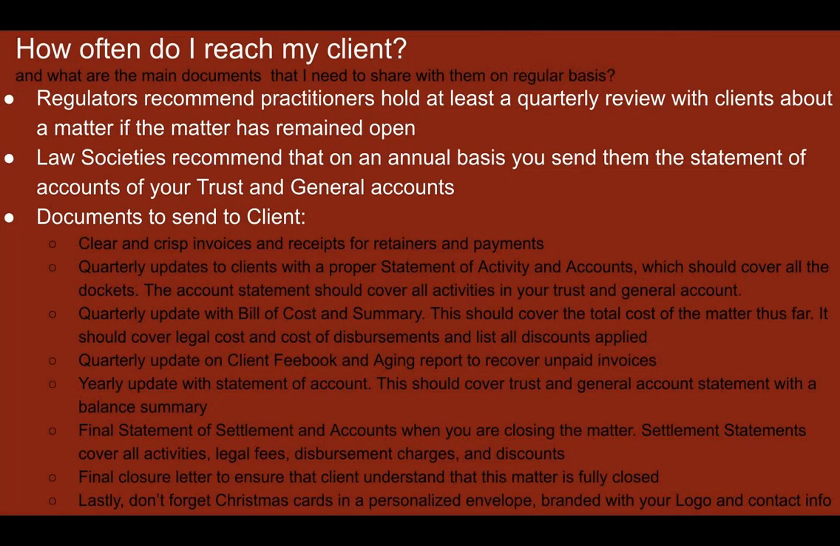They should basically show the total cost of the matter so far, that has the legal cost and disbursements, if any discounts apply. And any fee book, client fee book, and aging report. And the statement of account, again, carries all the details of the trust and general account with the balance, the transactions that happened in both trust and general respectively. And the final statement of settlement and accounts also carries all activities, legal fees, disbursement charges, and discounts.